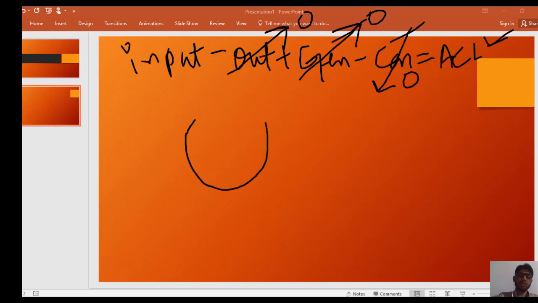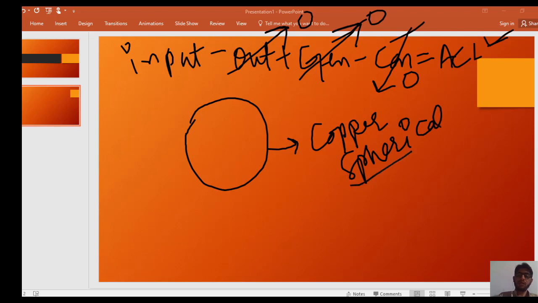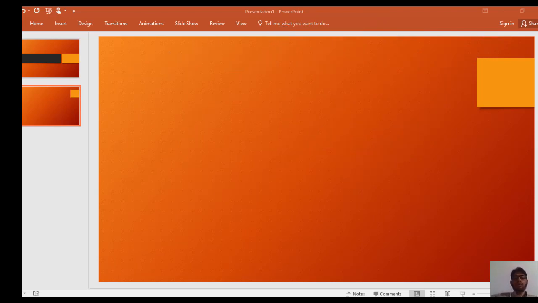Suppose we have a spherical material of copper. Suppose this is a copper sphere. Suppose the copper material is placed in some hot environment. Now what will be the lump system analysis?